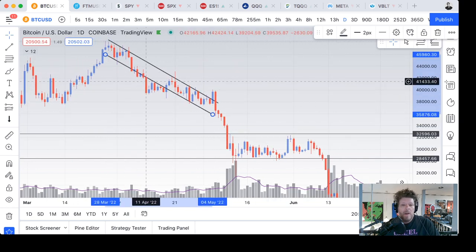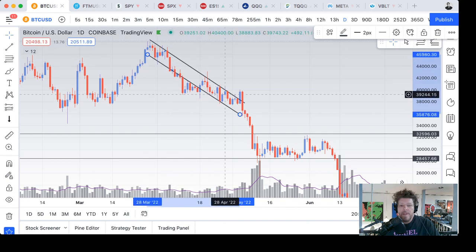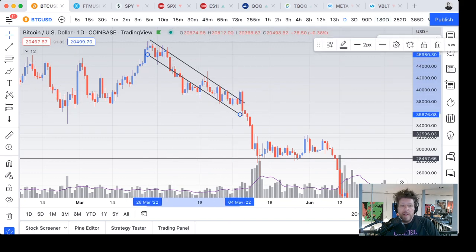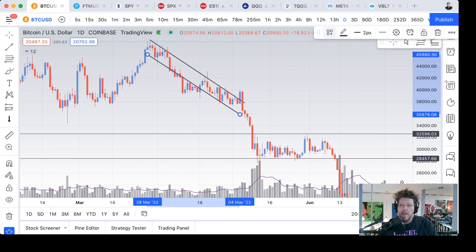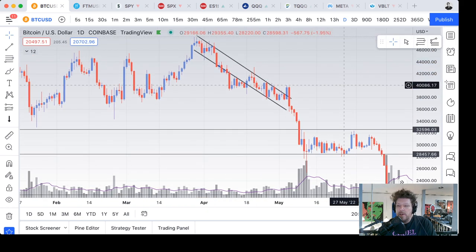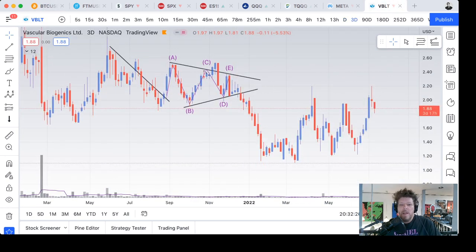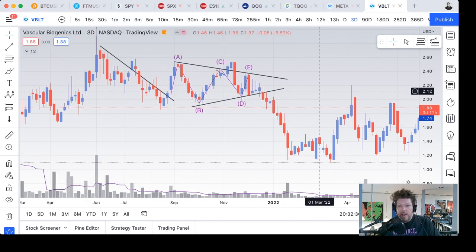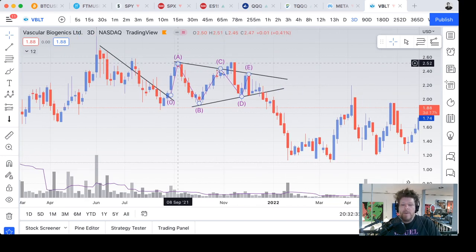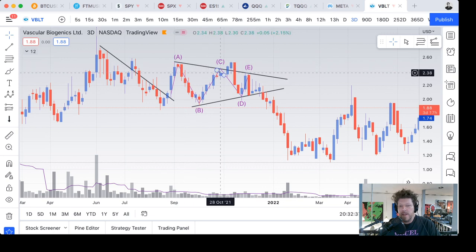So that's a diagonal range for you. And I know we use a lot of patterns in trading. I'm going to jump over to another chart and just show you. So this is VBLT, and you can see that we've got another diagonal pattern that formed right here at this high, and we got touches.